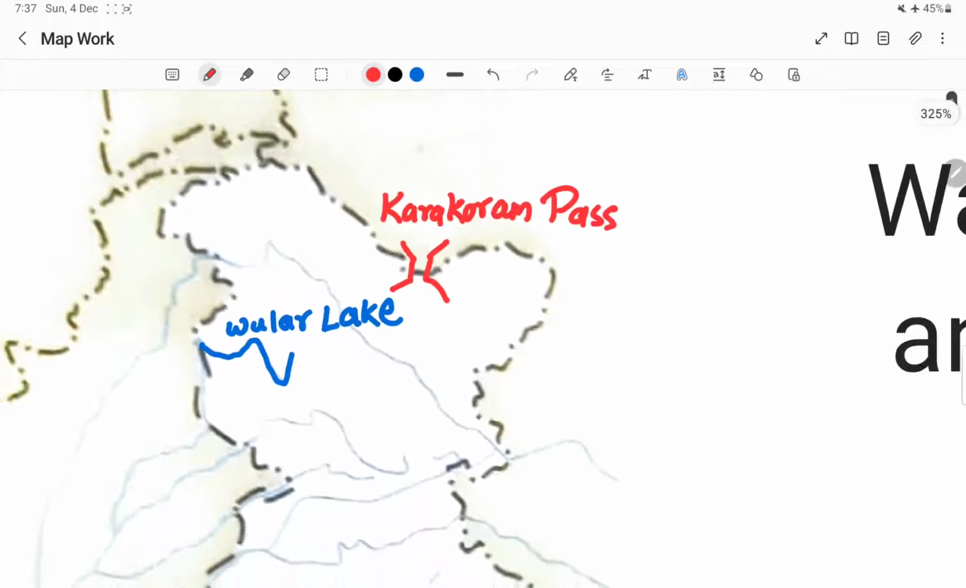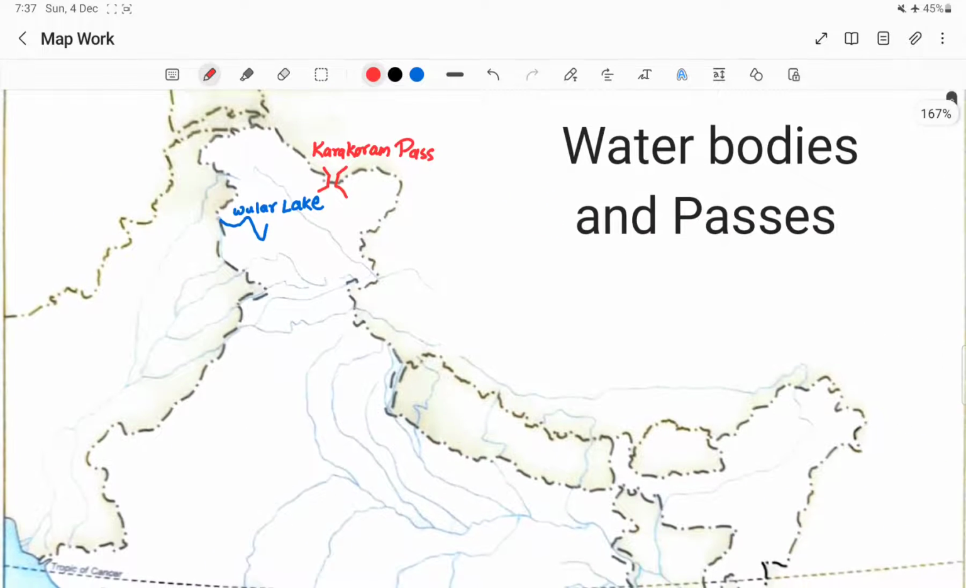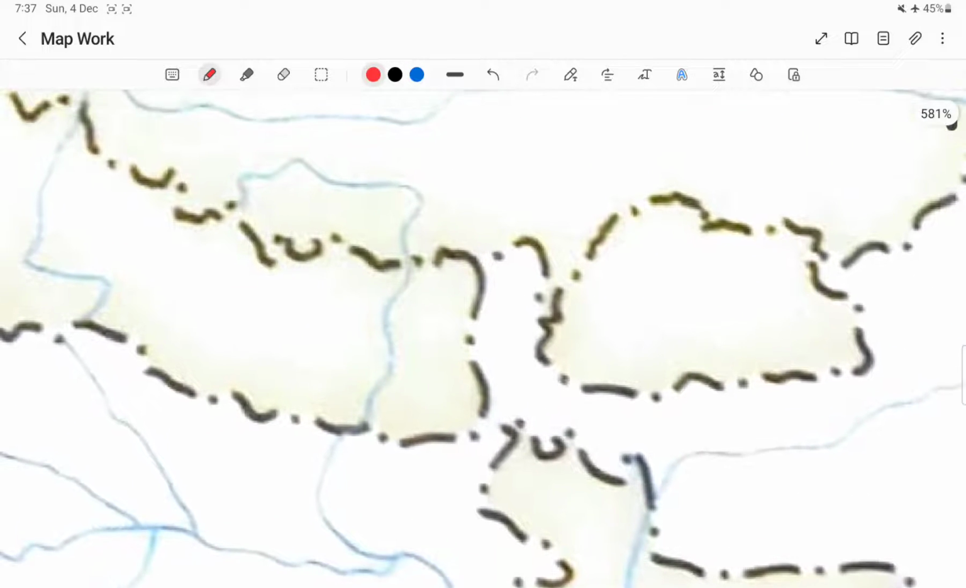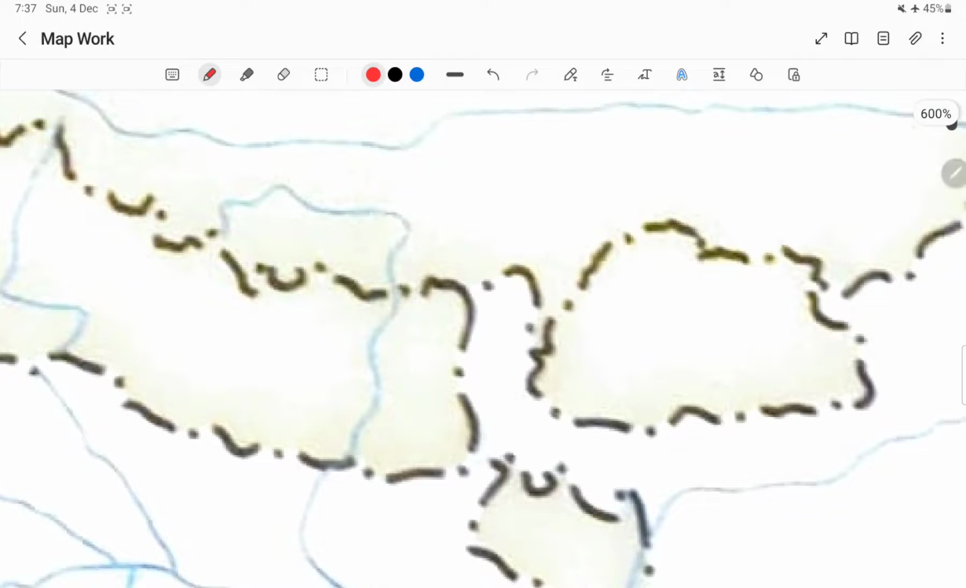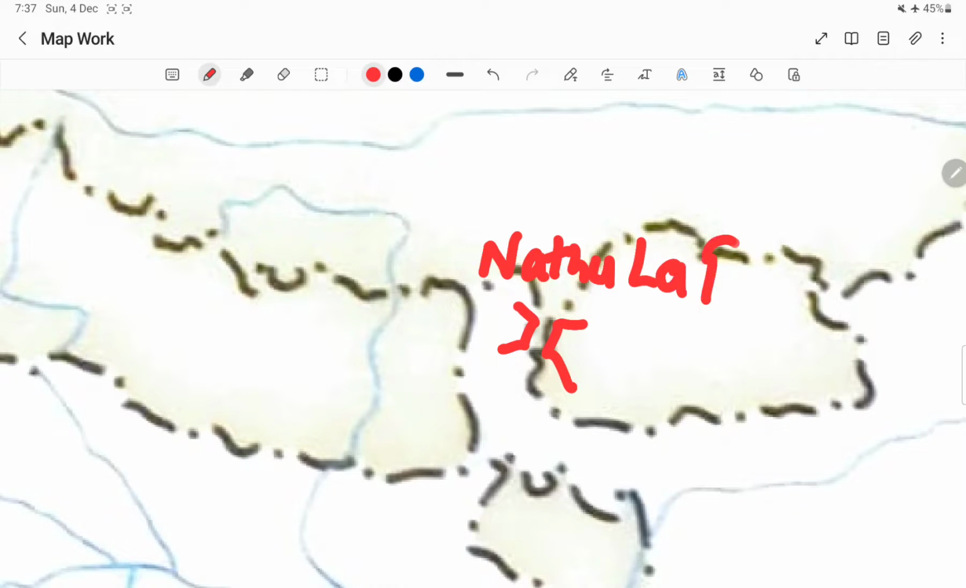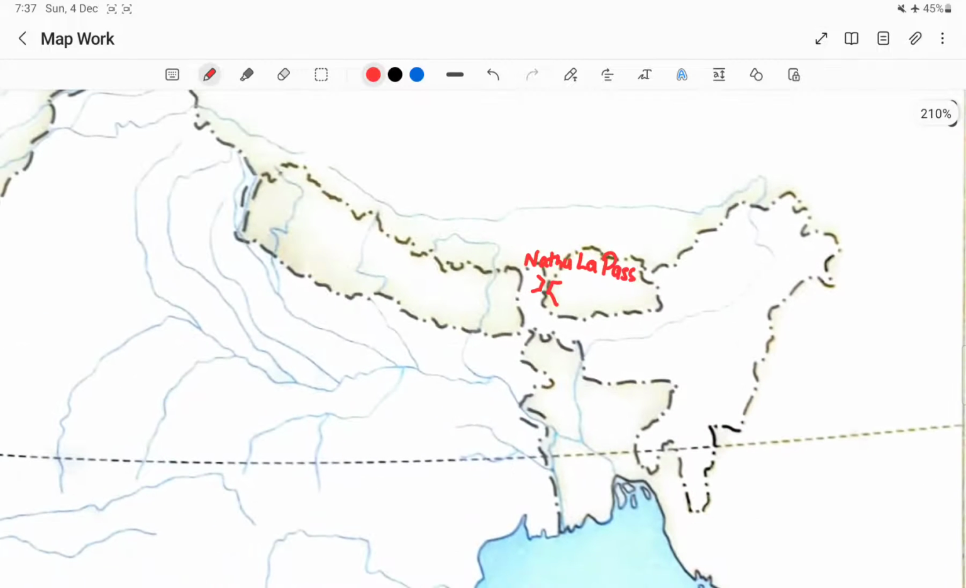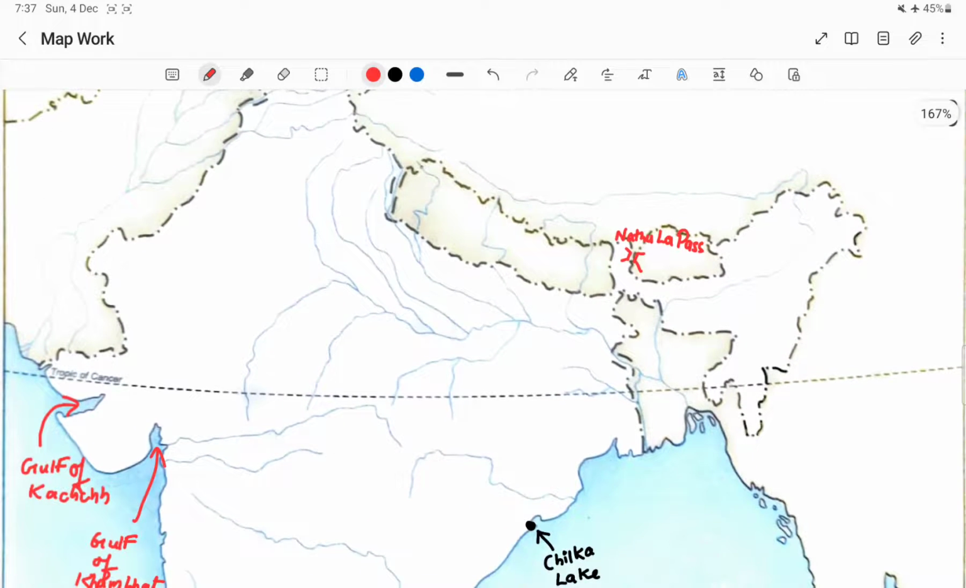After this comes the Nathola Pass, which is in Sikkim. So this will be the Nathola Pass. So here completes our next topic also, that is the important passes. After that, our next topic will be marking the standard meridian, that is the 82.5 degree east.